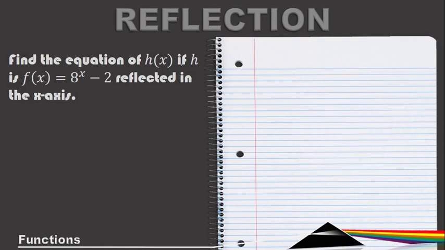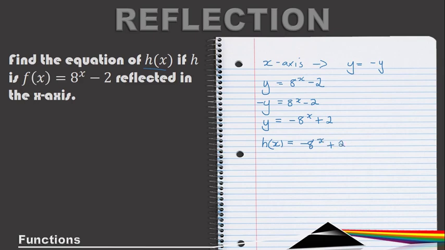Find the equation of h(x) if h is f(x) equals 8 to the power of x minus 2 reflected in the x-axis. So we want to reflect in the x-axis. That means that y will become negative y. So I write down my equation. y is equal to 8 to the power of x minus 2. Then I replace my y with a negative y. And then I isolate my y as being minus 8 to the power of x plus 2. But the question says the equation of h(x), so the equation of h of x is equal to negative 8 to the power of x plus 2.